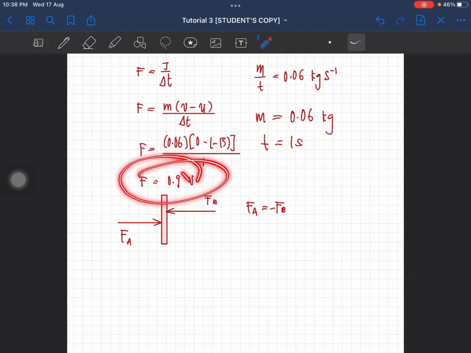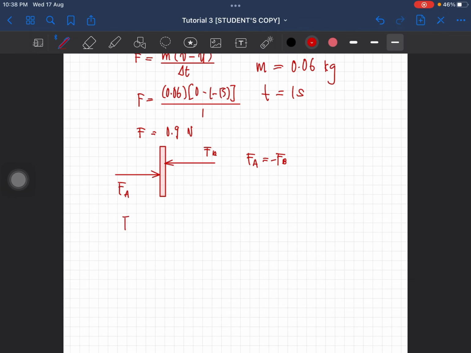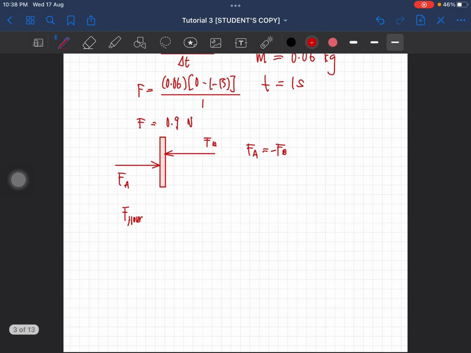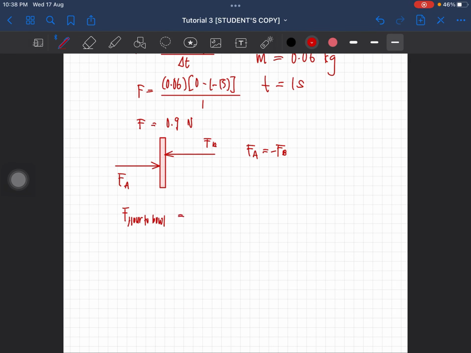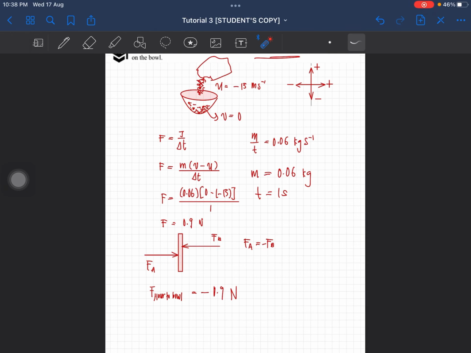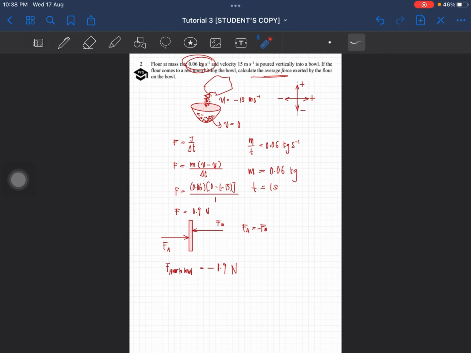So what is happening here is also the same. So the force by the flour, it is asking about by the flour on the bowl. By the flour on the bowl is basically negative 0.9 Newton. Okay, why is it negative now? It is negative because the flour is going down, which is on the bowl. The one that we've calculated here is by looking at the bowl on the flour, so that is pointing up. This is pointing down. That's why it is negative. Okay, so that is the solution for question number 2.